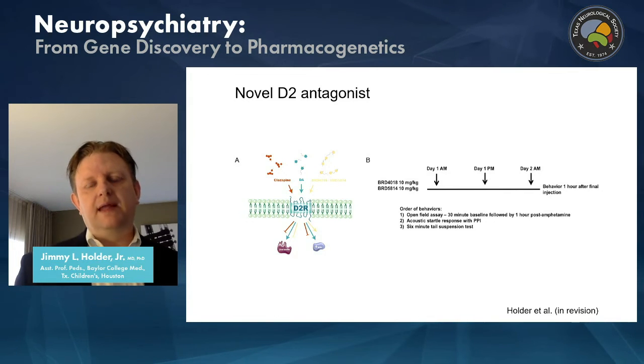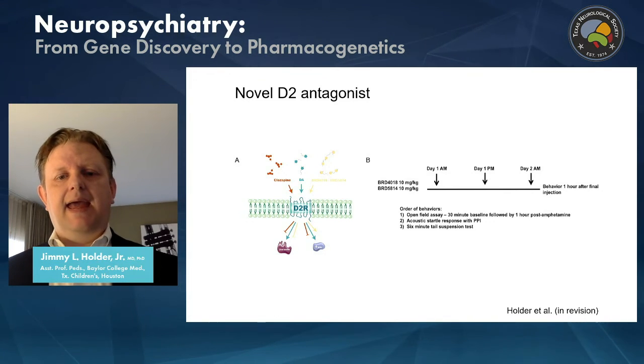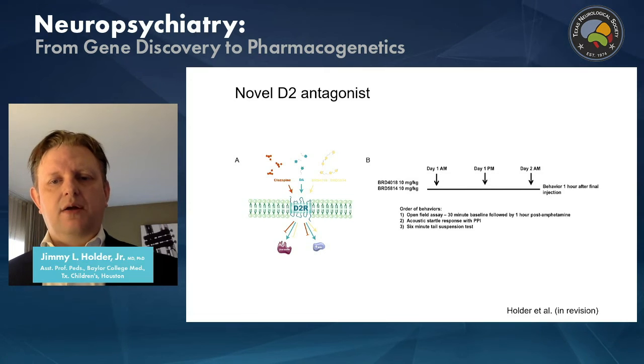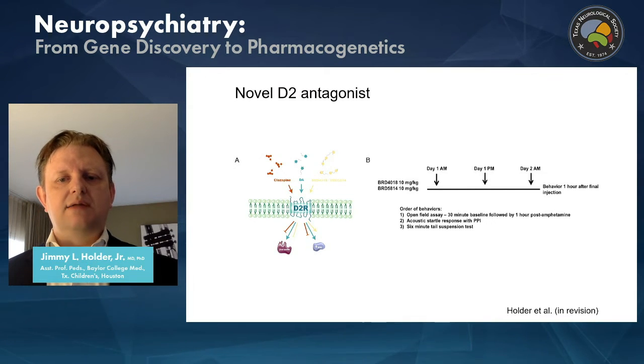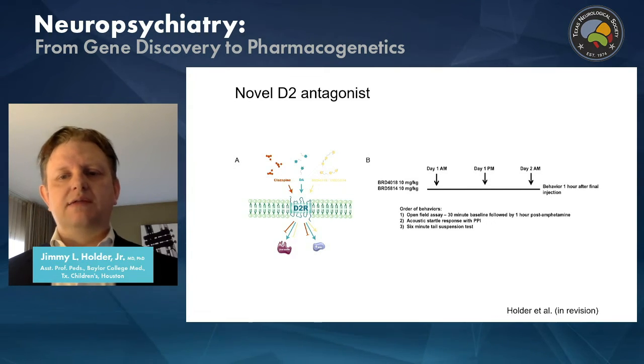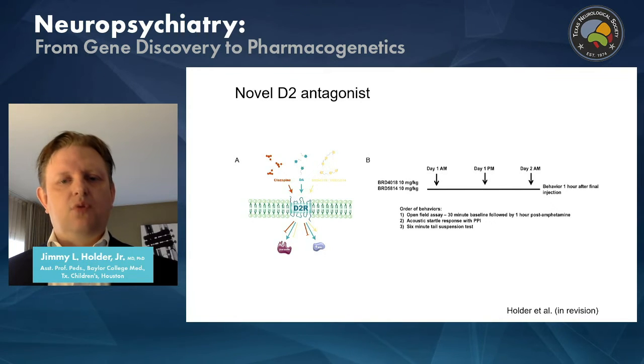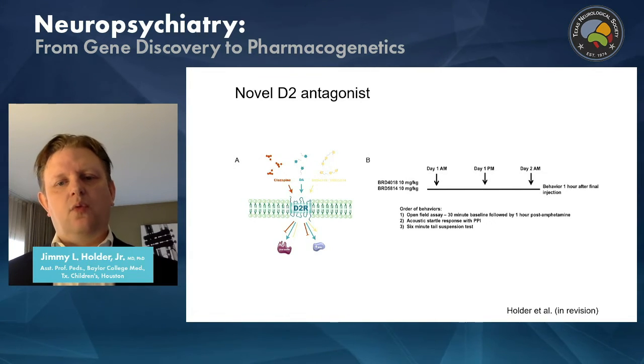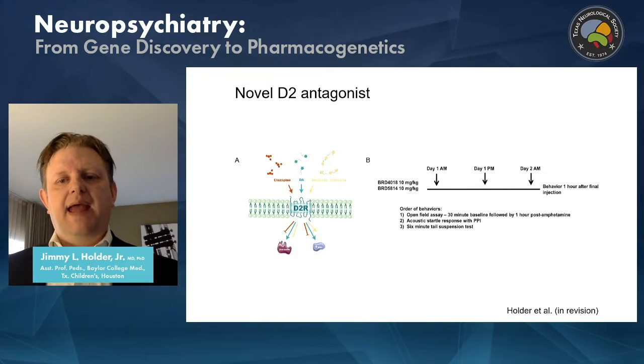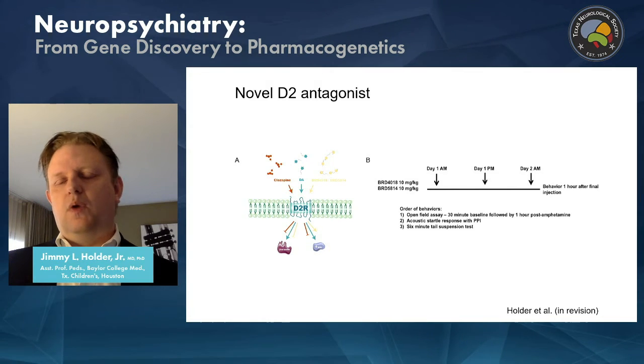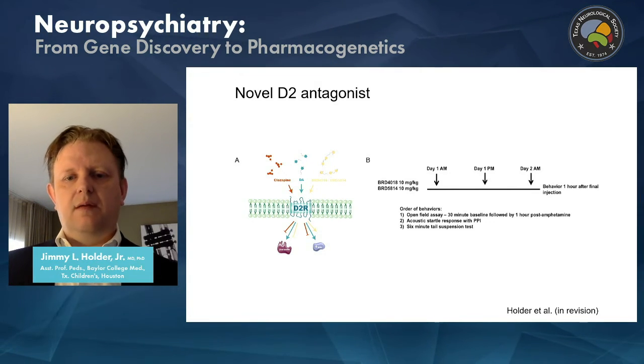We again performed in our Shank3 overexpressing mice a subacute paradigm where we injected these mice 3 times over a couple of days with either BRD4018, BRD5814, or vehicle, and then measured behavior 30 minutes or 1 hour after administering this compound.